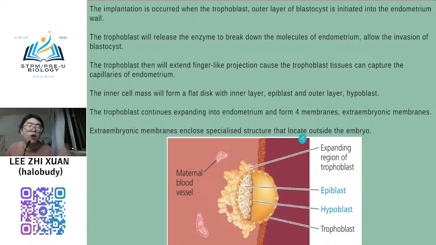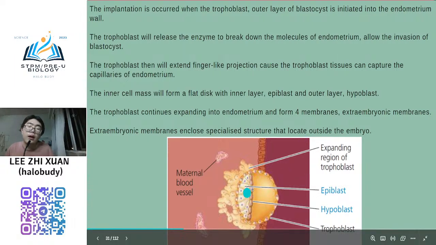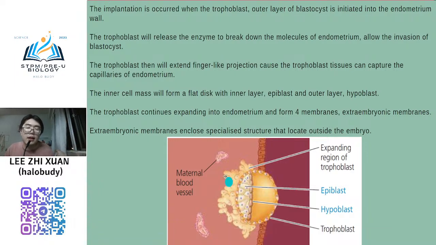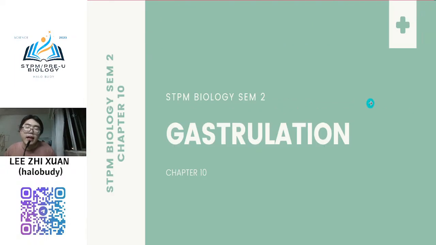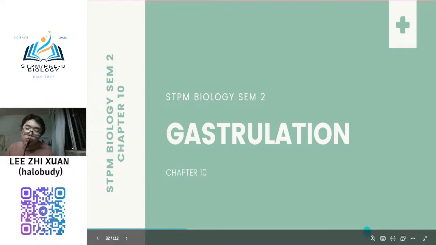So that's all. Once the blastocyst has fully penetrated into the endometrium wall, and the trophoblast has extended itself until it reaches the maternal blood vessels, receiving blood and nutrients from the mother, the inner cell mass further develops into the epiblast and hypoblast. The epiblast is the inner layer and the hypoblast is the upper layer. That's the end of implantation. Okay. Next, we will go to the gastrulation process.